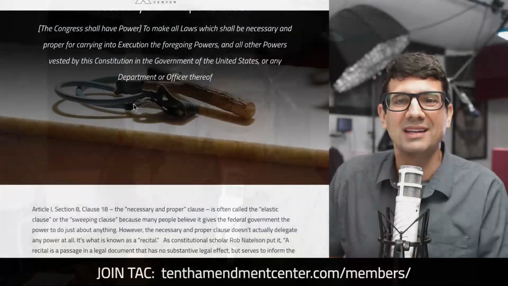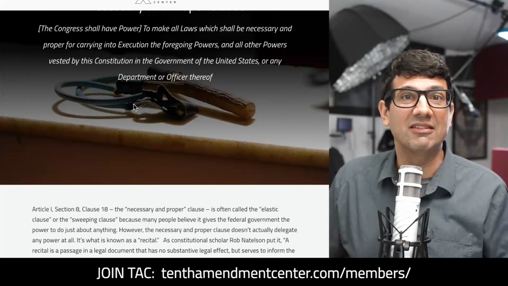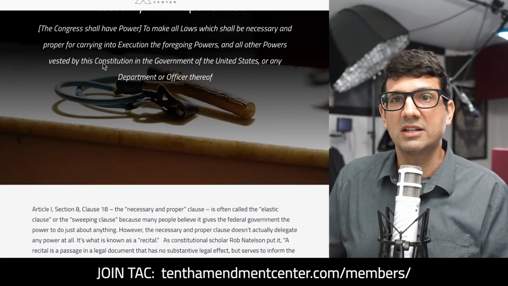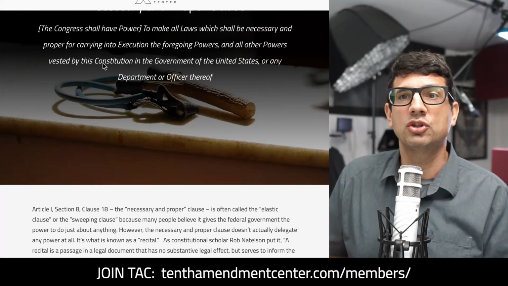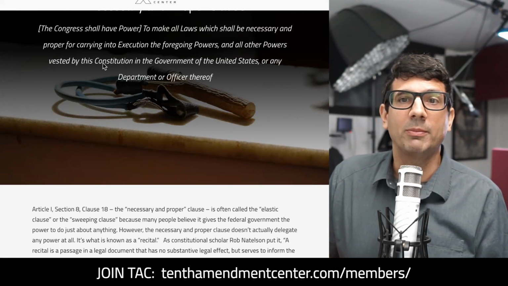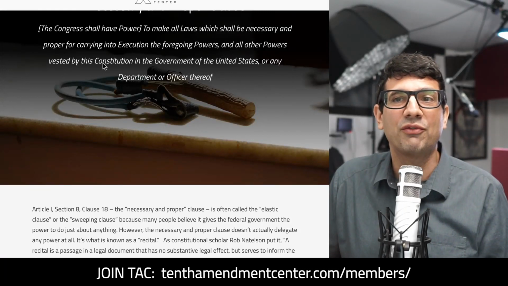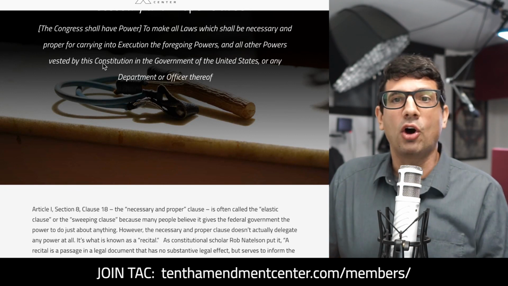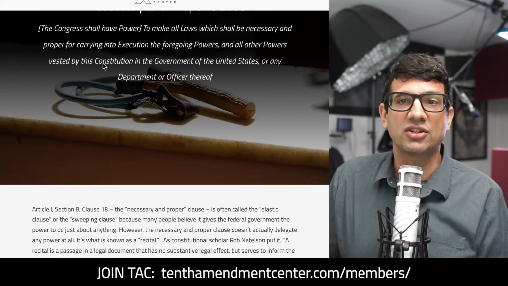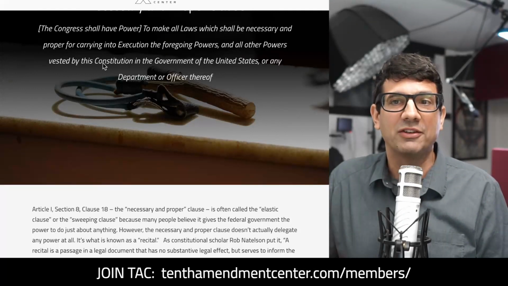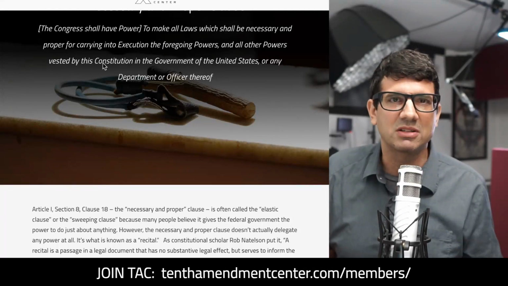So let's first of all look at the text of the clause itself. It's Article 1, Section 8, Clause 18, the very end of that list of powers delegated to Congress, and it says the Congress shall have power to make all laws which shall be necessary and proper for carrying into execution the foregoing powers, and all other powers vested by this Constitution in the government of the United States or any department or officer thereof. Legal terms.